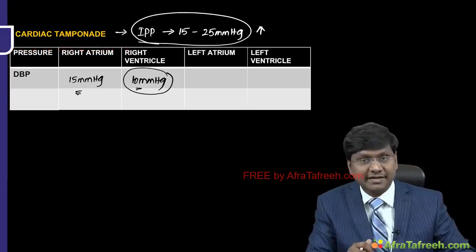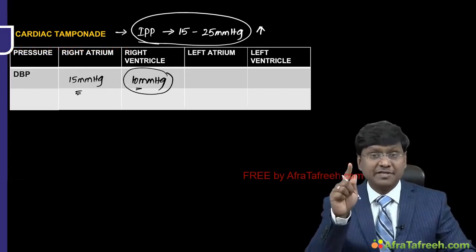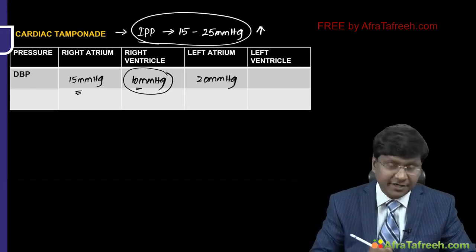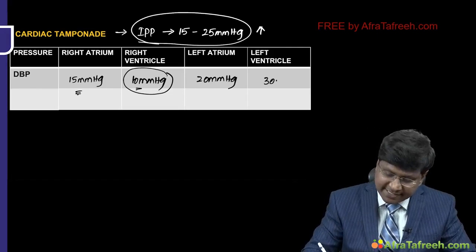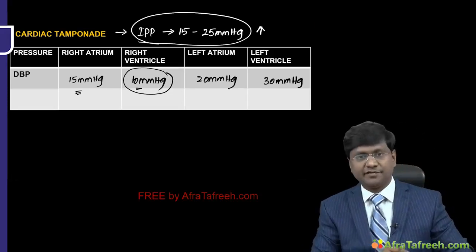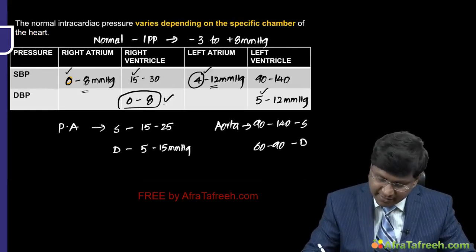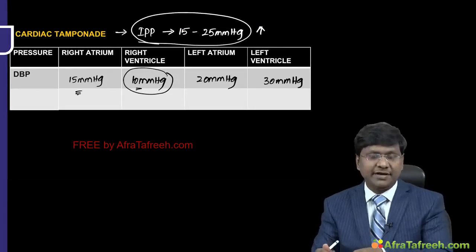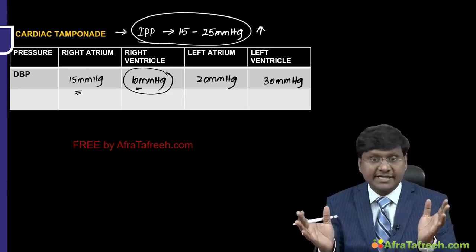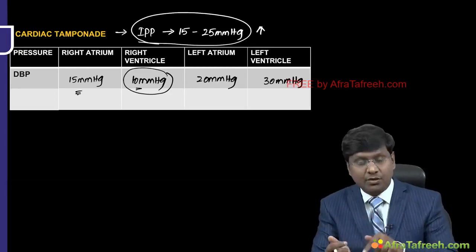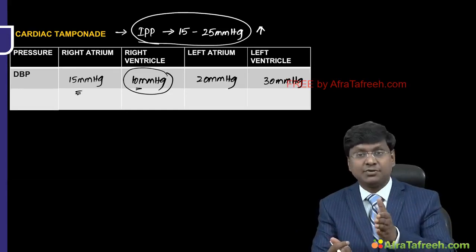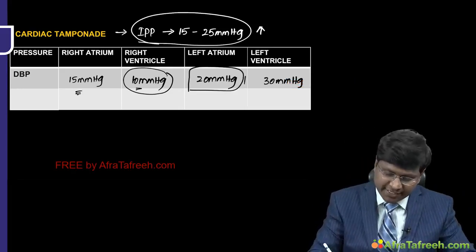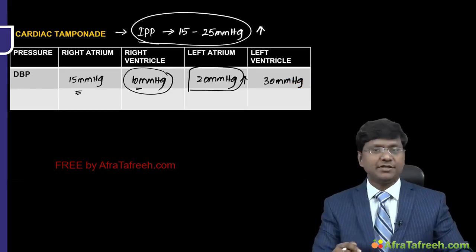Now, take the left atrium. The pressure that will be elevated in the left atrium is up to 20 millimeters of mercury, whereas in the left ventricle during diastole, the pressure will be elevated up to 30 millimeters of mercury. How much is the normal diastolic pressure within the ventricle? It is 5 to 12. But why is it increased up to 30 in the left ventricle? Because the left ventricle has to relax against increased pericardial pressure. Once the diastolic pressure within the left ventricle is increased up to 30, if the left atrium has to send blood into the left ventricle, the left atrial pressure also has to be elevated, and that will be up to 20 millimeters of mercury.